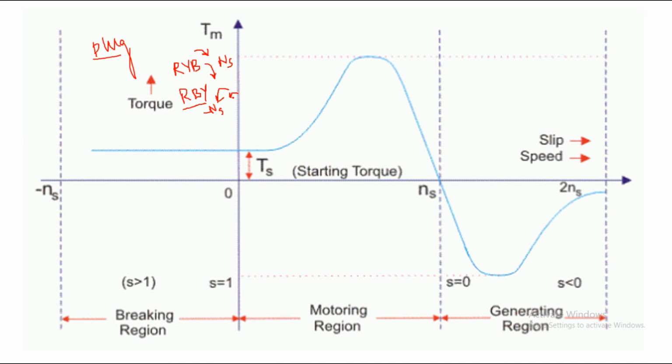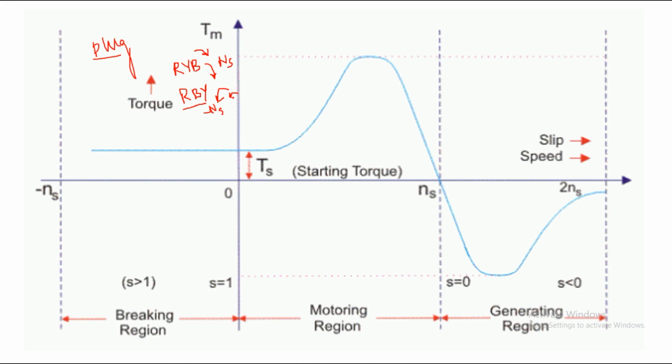So this is about the three regions of operation in a torque slip characteristic. One more thing about the generating region: we do not have many applications for the induction generator except wind and tidal energy, the renewable energy sources, because there we expect variable speed of operation. Whenever we have variable speed of operation, we can go with an induction generator, whereas synchronous generators are required only when we have a constant speed of operation.